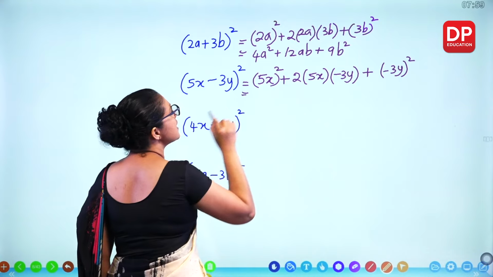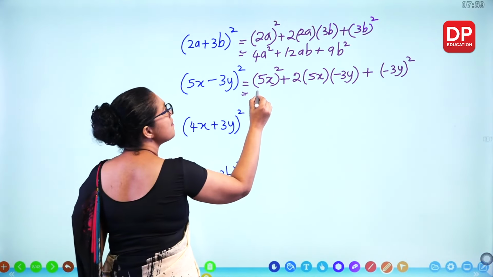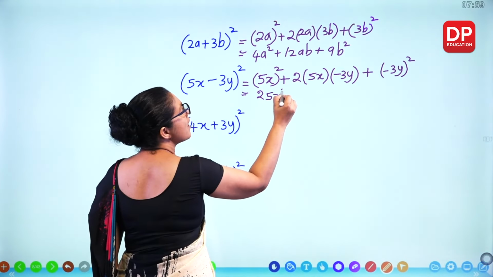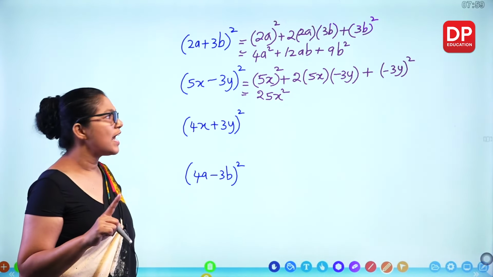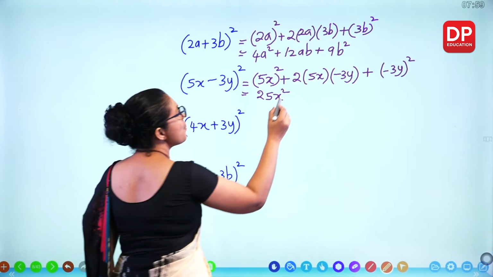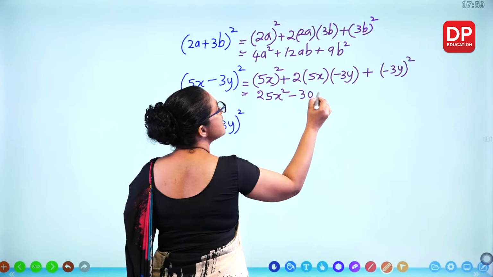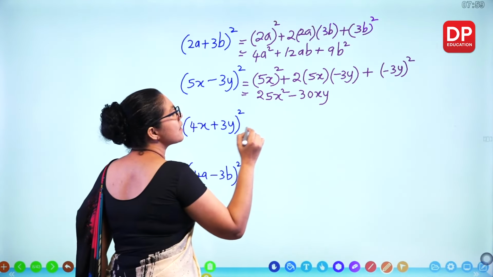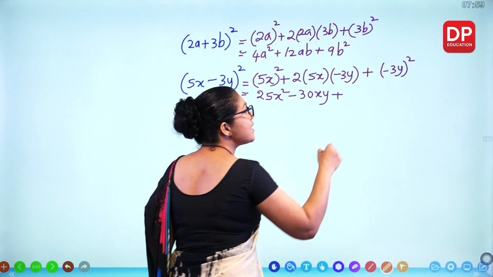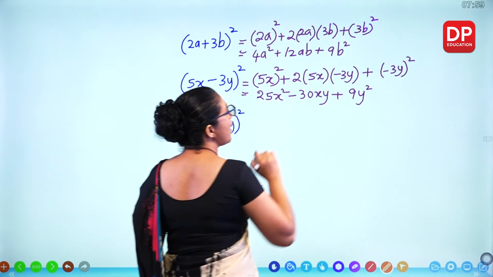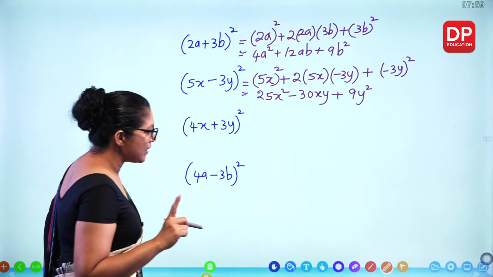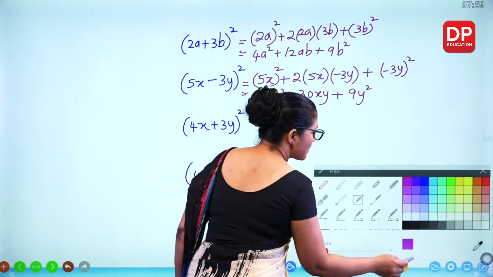So what you get here? 5x into 5x becomes 25x squared. This one you get minus. 2 times 5, 10. 10 times 3, 30. So minus 30xy. This one minus 3 times minus 3, 9. You get 9y squared. Or what's the second method I explained?